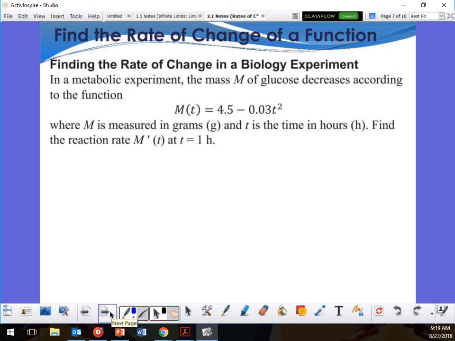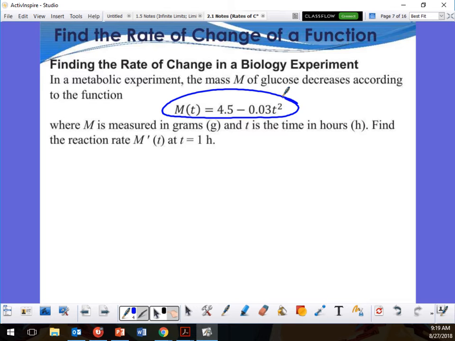Finding the rate of change in a biology experiment. Metabolic experiment, the mass M of glucose is decreasing according to the function. So we have a function right here according to what? In terms of what? Mass. Nope, try again. Time. Okay? We're taking the derivative in terms of time.